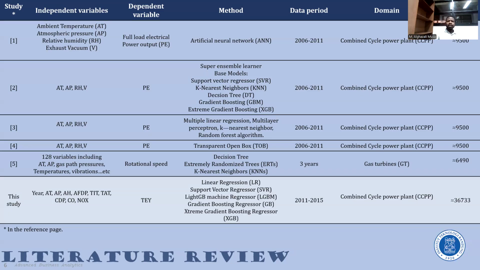For example, the second study looked at the super ensemble learner, which uses as base learners a combination of many things: a support vector regressor, nearest neighbors, decision tree, gradient boosting, and extreme gradient boosting. Other research also studied multiple regression and the neighborhood. Some studied the transparent open box, and some also extremely randomized trees.